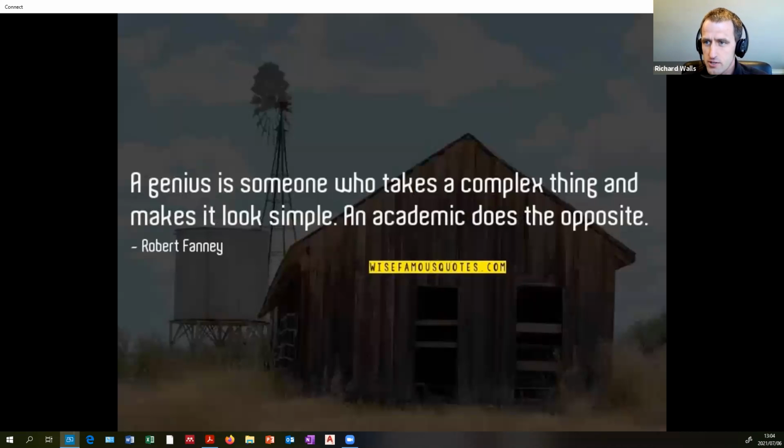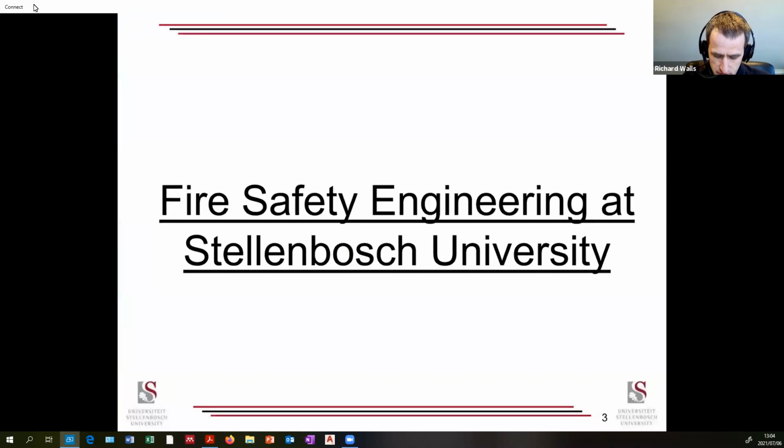So when it comes to structural fire design, I find this quite great. A genius is someone who takes a complex thing and makes it look simple. An academic does the opposite. We academics normally take something and make it vastly more complicated than it should be. Now, structural fire design is fairly complex, to be perfectly honest. However, I'm going to try to keep it reasonably simple in terms of general approaches, because it can get quite hairy as you get into stresses and strains, etc., down at fundamental level.